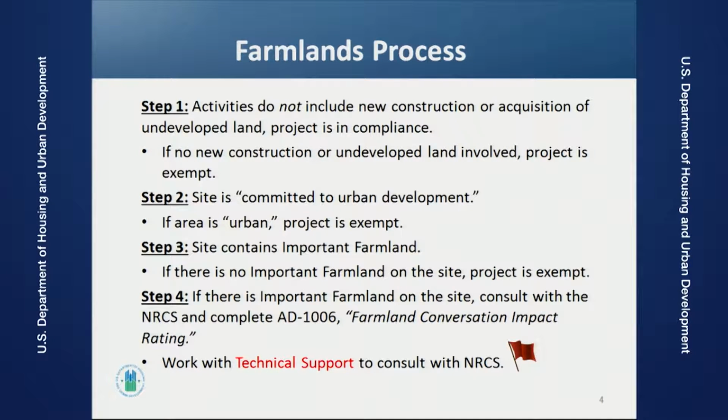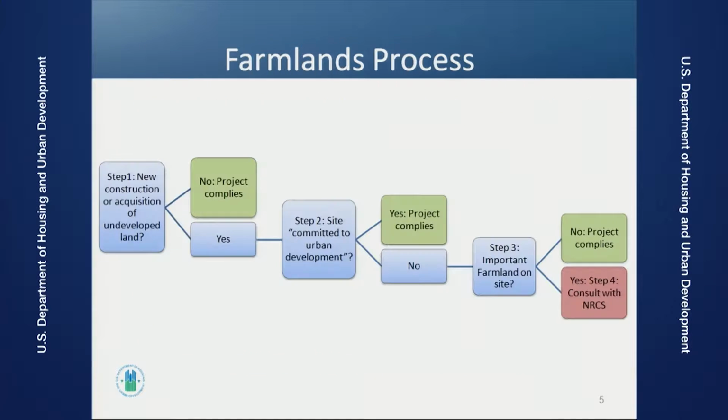The steps of the farmland process are pretty straightforward. I have them listed here, but I'm going to go to the next slide, the steps in the flowchart process, so you can see them a little better instead of being so wordy. Step one is whether or not your project is new construction or acquisition of undeveloped land. If it is not, your project is in compliance and exempt from the FPPA, and you can just document that and move forward. If it is new construction or acquisition of undeveloped land, then you go to step two.